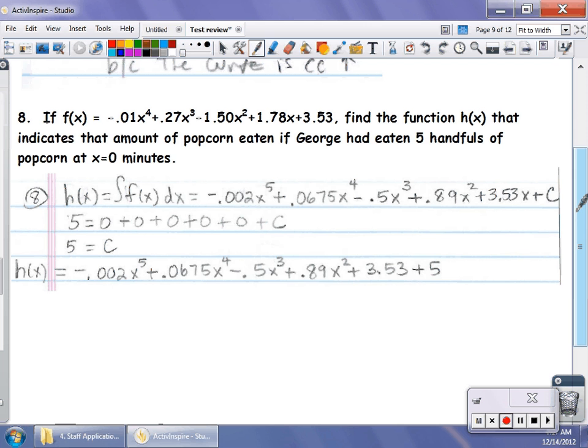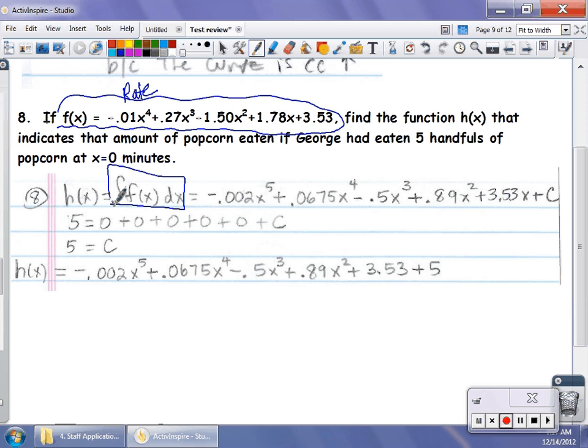So bear in mind that this function is a rate. It's George's popcorn eating rate. And we're trying to go back to the function that tells us how much popcorn he had eaten. So we need to find the antiderivative of the rate. So h of x would be the antiderivative of f of x. So we're going to use the power rule to get the function, and then when we get the original function, we have a plus c because we have our general antiderivative, which is a family of functions.